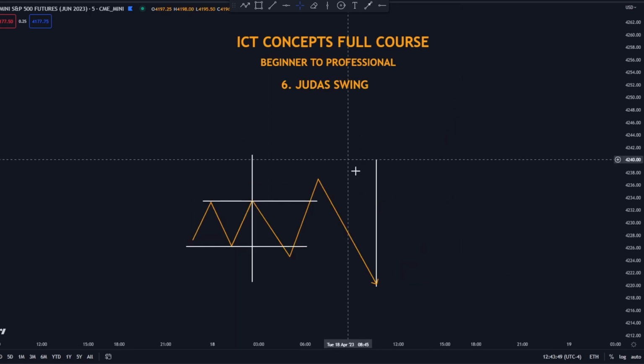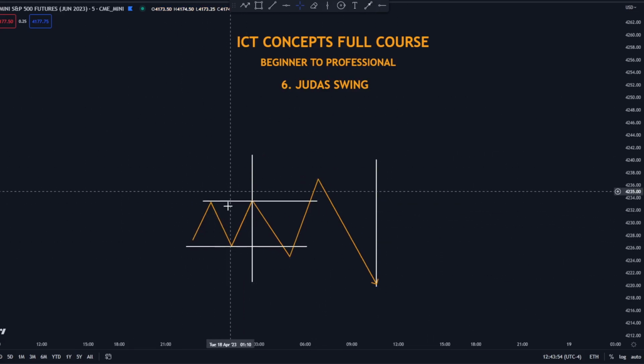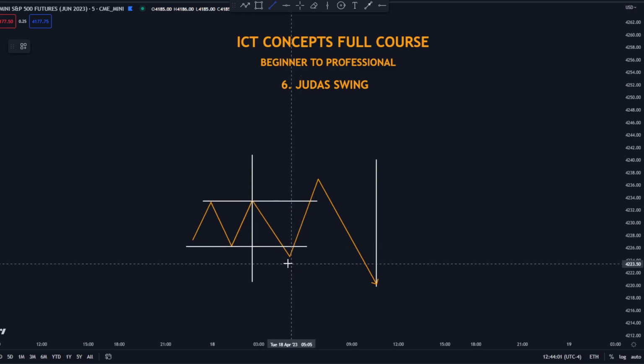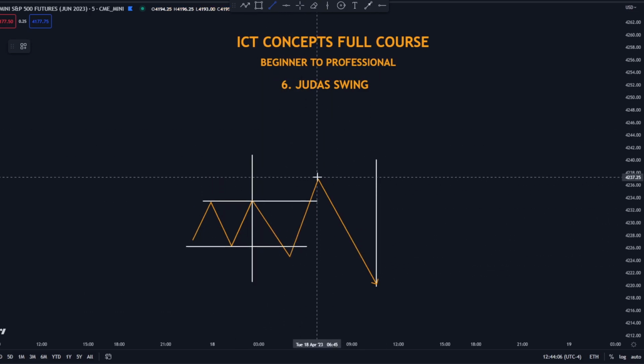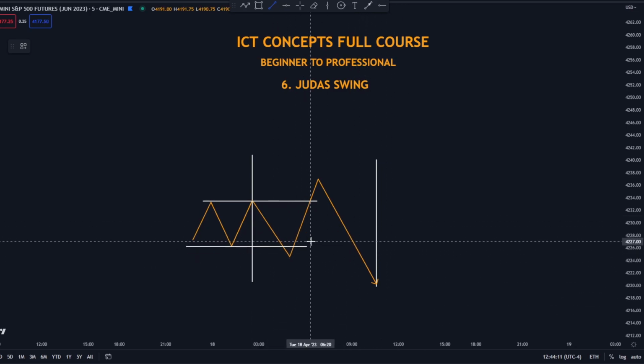Judas swing. This is what a Judas swing looks like. This range can be the Asian range or a range from midnight to 8:30 on New York time. And this is the Judas swing. You will see one side taken, then the other one, and then back to the original side. Judas swing is made to basically stop everyone out and take everything from the market.